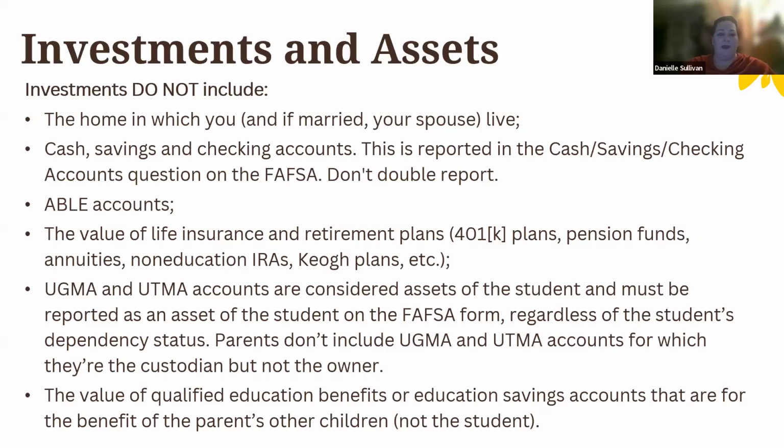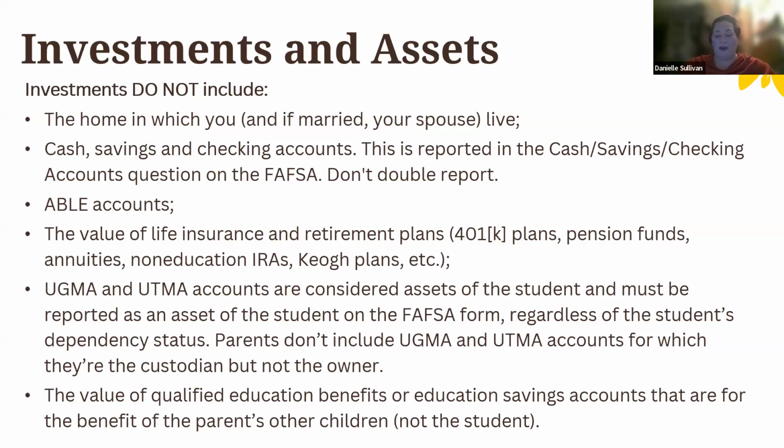IRAs. And in the case that a student does have the UGMA or UTMA account, those are considered assets of the student and are reported in the student section on the FAFSA form, regardless of the student's dependency status. So parents won't include these if they're the custodian, but not the owner.